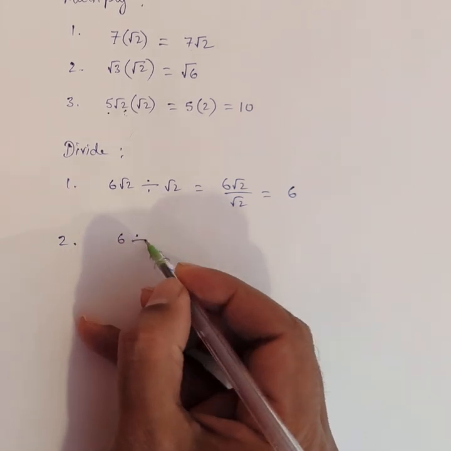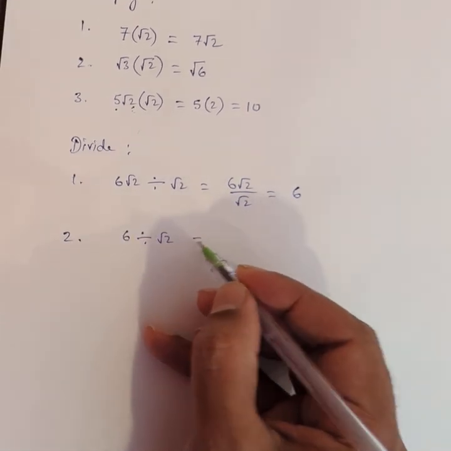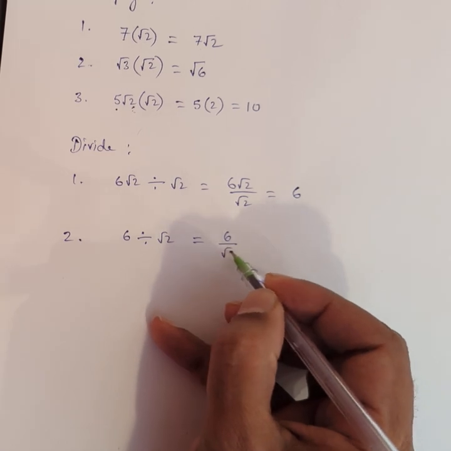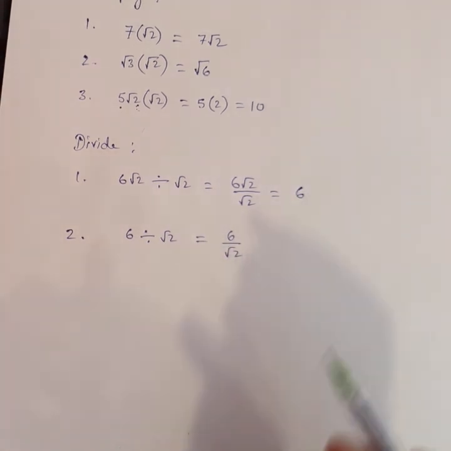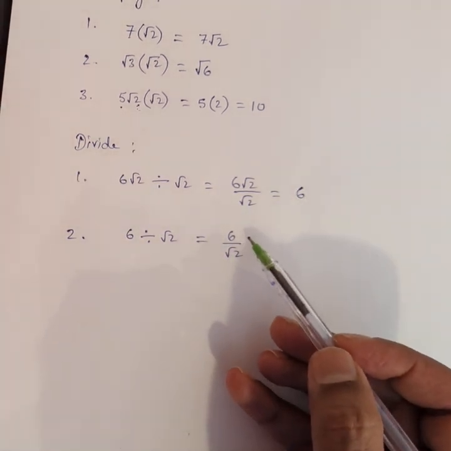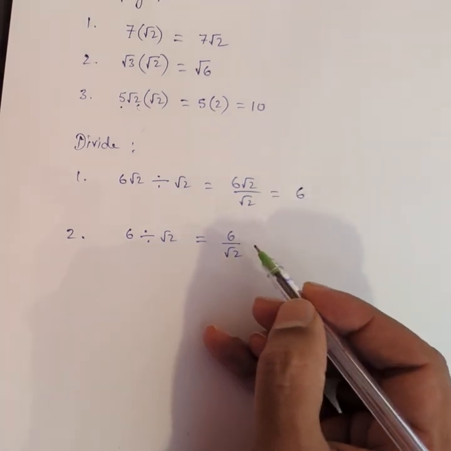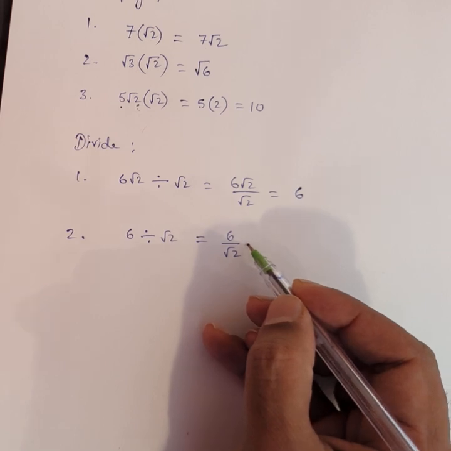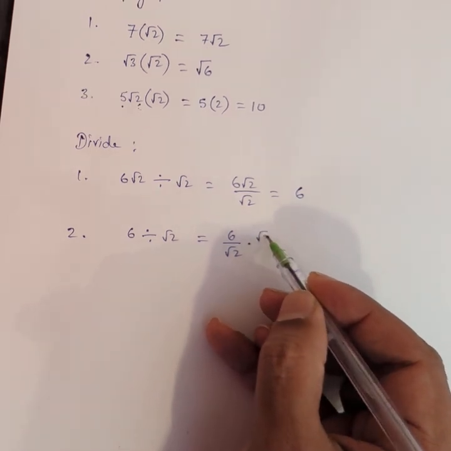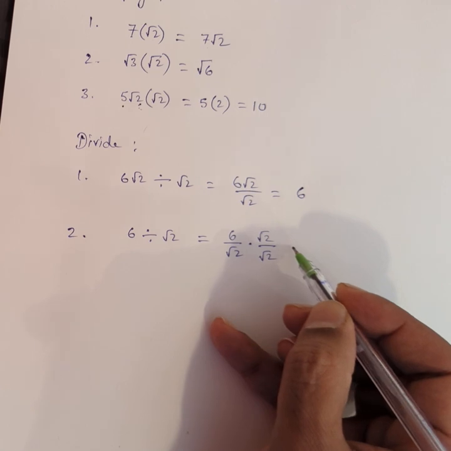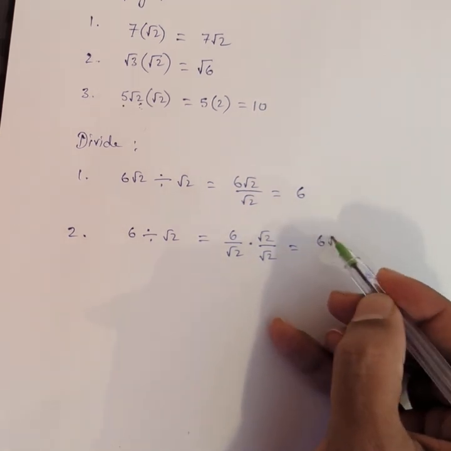6 divided by root 2. All right, so this looks like 6 divided by root 2. And now, I don't have a square root 2 up on top to cancel like in the previous example. So what I could do, and what most students know to do, is to multiply and divide by square root 2. And that works. So 6 root 2.